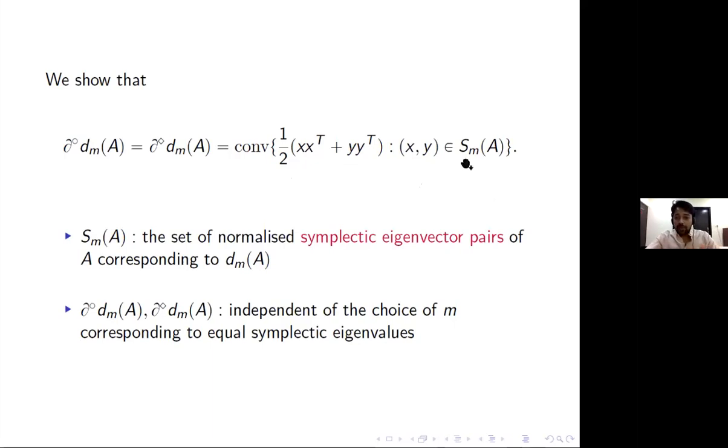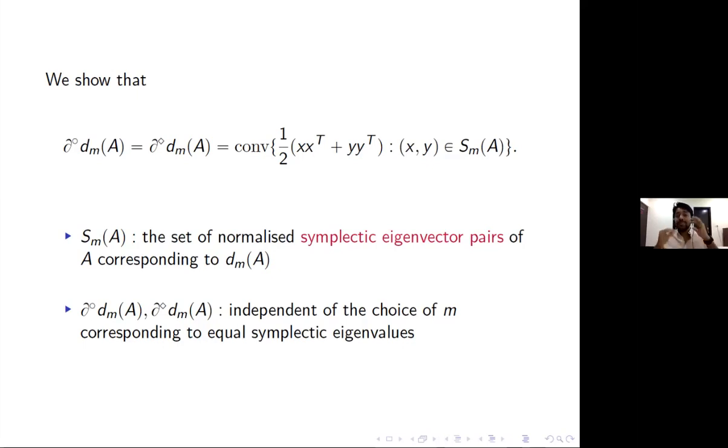And because (x, y) is the symplectic eigenvector pair corresponding to the symplectic eigenvalue d_m, in particular this set S_m(A) is independent of the choice of m corresponding to the equal symplectic eigenvalues. In the diagram with those red vertical lines we had, it doesn't matter which index corresponding to those red vertical lines you choose, this S_m is going to be the same. So both the subdifferentials are not only equal for symplectic eigenvalues, they are also independent of the choice of m.